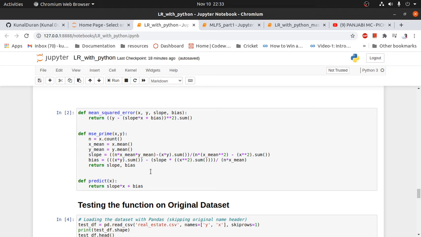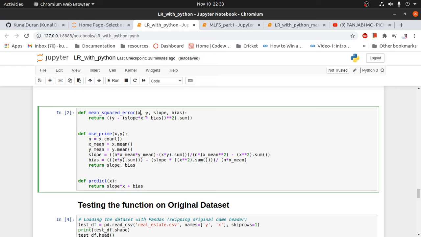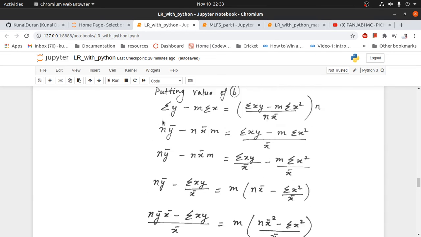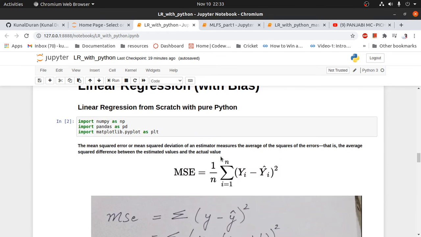Okay, so this is the formula for mean squared error. The parameters are: x, which is the independent variable, y, which is the dependent variable, and slope and bias. So this is simply a representation of this one.